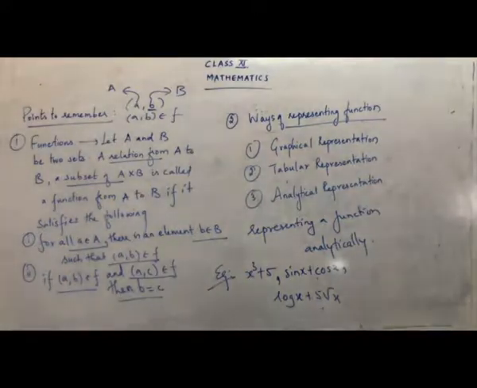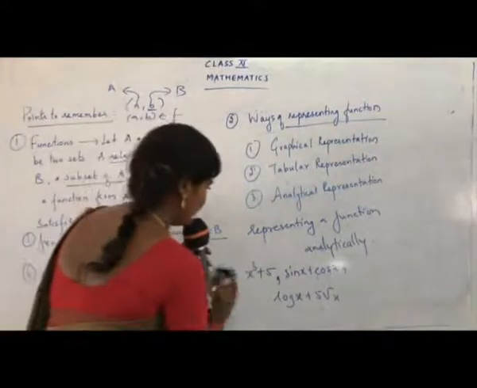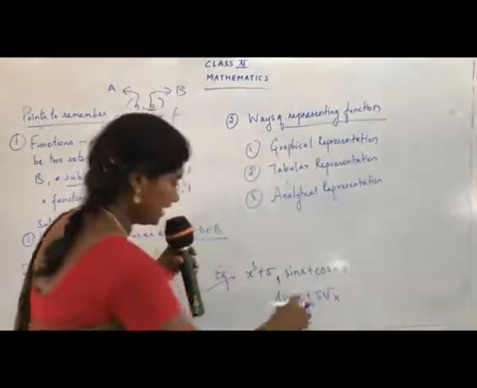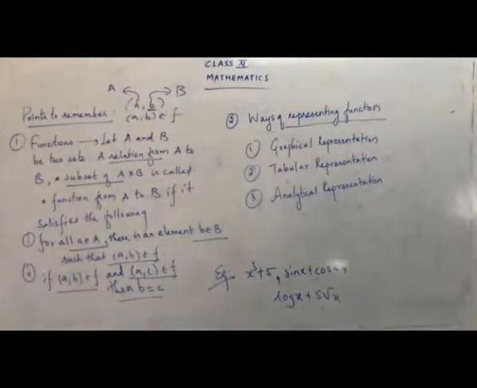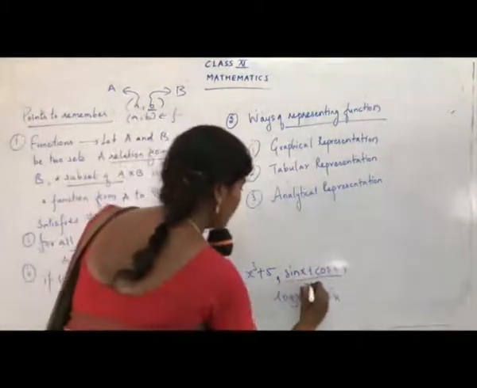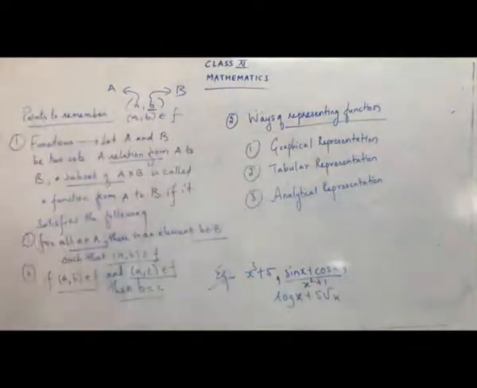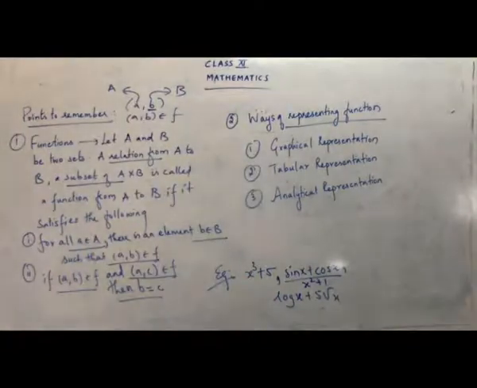What is the definition of analytical representation? A function is represented analytically. So what are the different ways of representing a function? Graphical representation, tabular representation, analytical representation. Okay, children? So we have studied the different ways of representing a function. I hope you have taken down these points. So just write down these 3 examples: x cube plus 5, sin x plus cos x upon x square plus 1, log x plus 5 root x. Take down the examples. Okay.